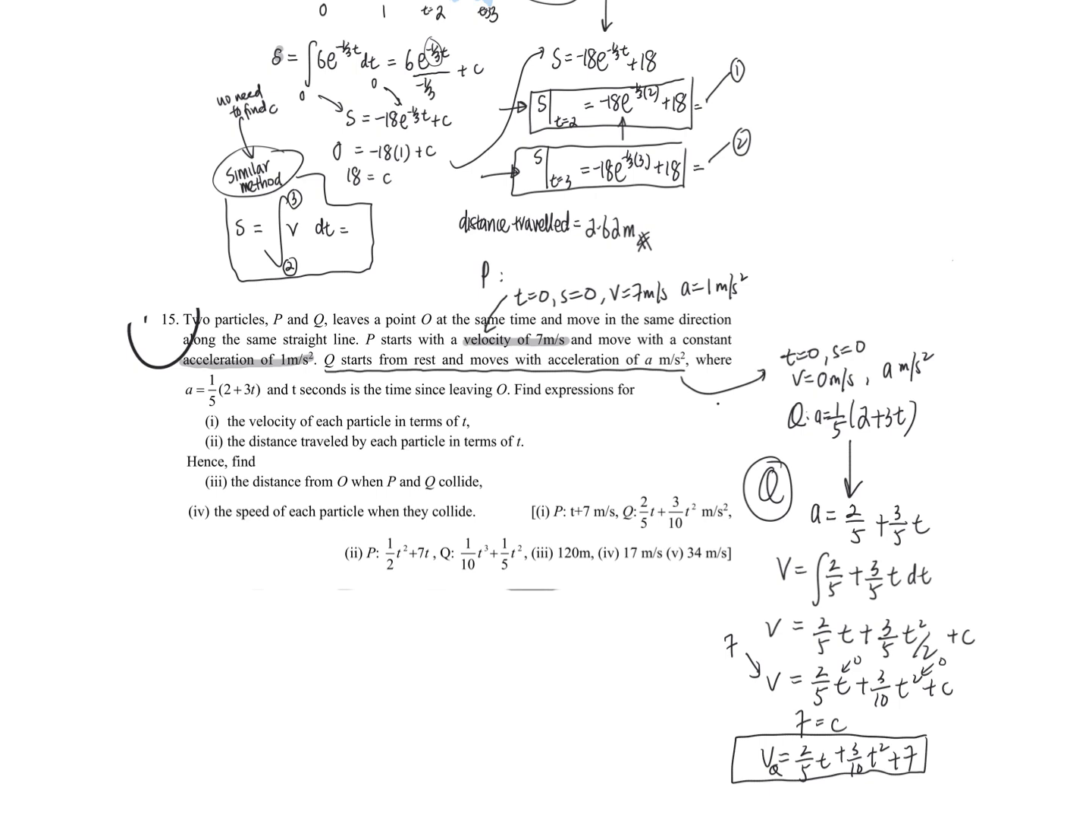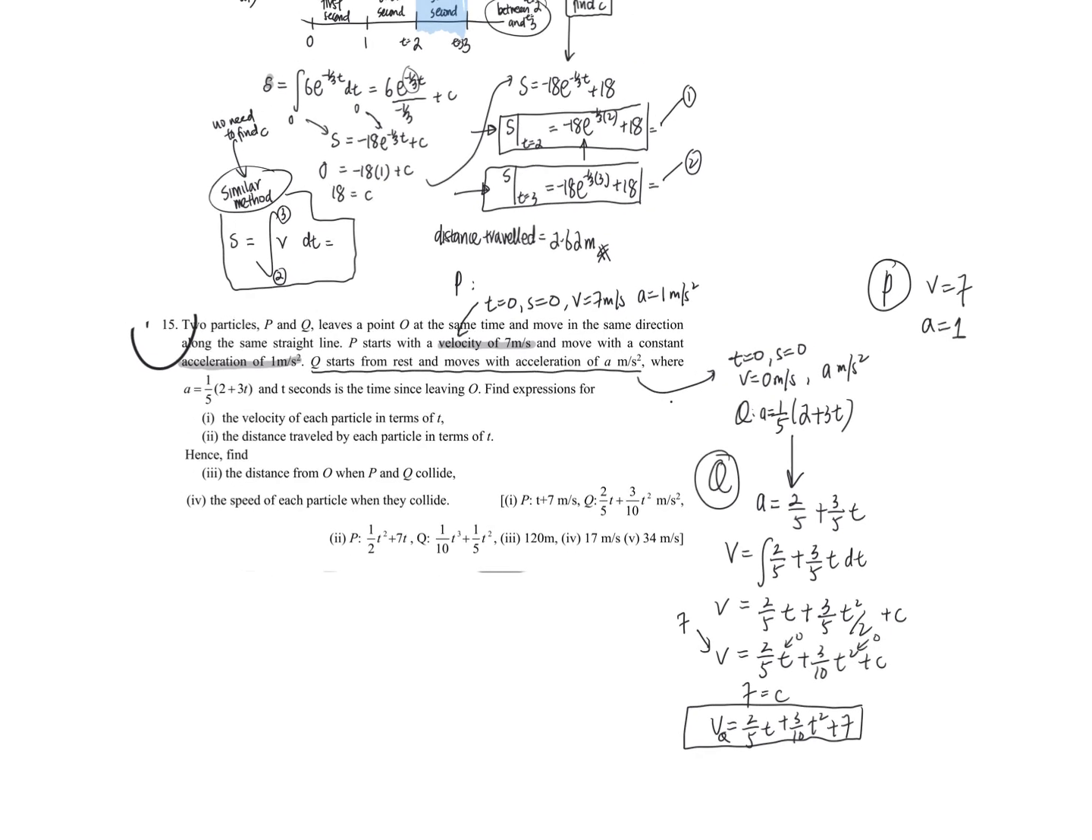Okay, but for P, it's a bit different because P started out with velocity 7. Okay, that's what they tell you. And the acceleration was 1. Okay, so if I were to integrate my acceleration, which was 1, it happens to give me t plus c equals v.